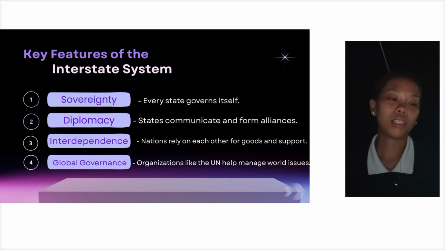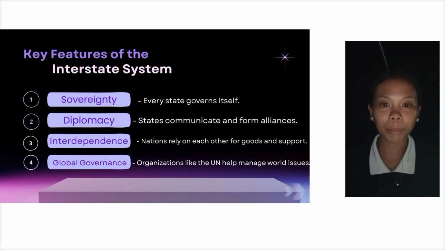Second is diplomacy. States communicate and form alliances. So diplomacy is the art of maintaining peaceful international relations through communication, negotiation, and dialogue rather than conflict or violence.